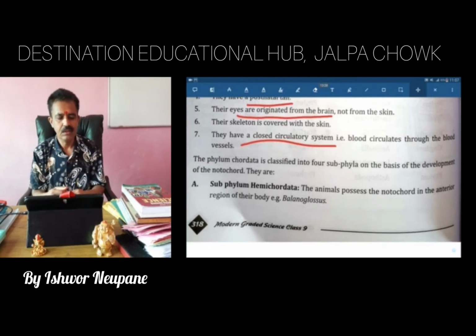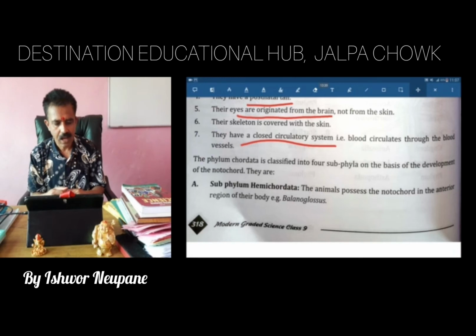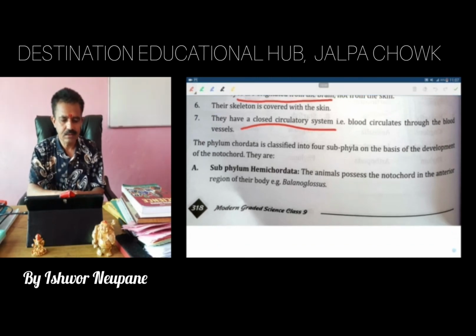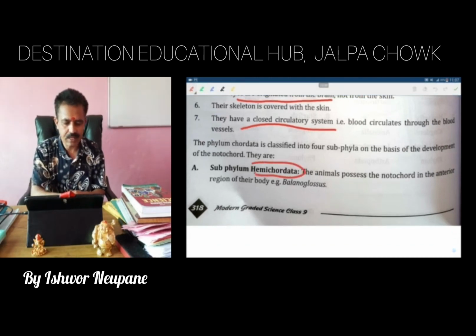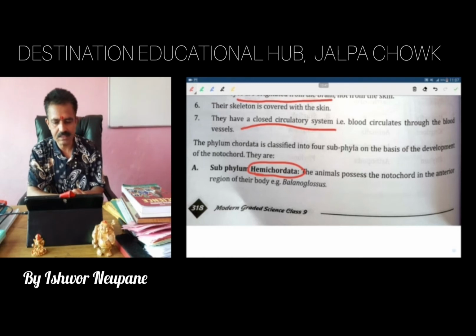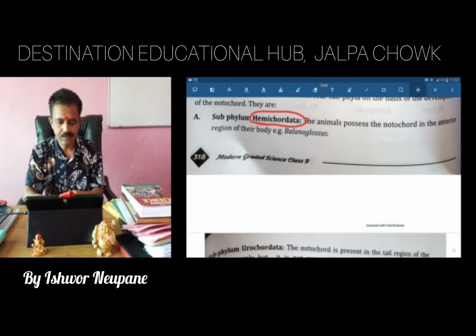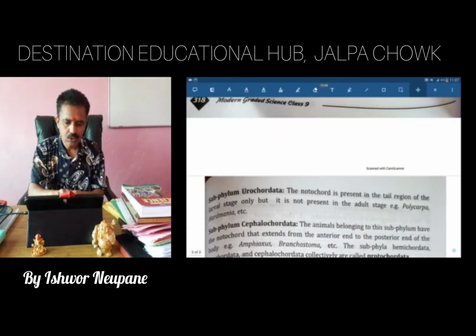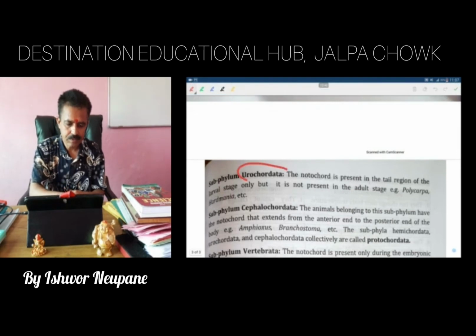So chordata is divided into some smaller groups. They are called subphyla. How many subphyla are there in chordata? There are 4. What are they? Hemichordata. Remember the name. Next one, Urochordata, Cephalochordata, and Vertebrata.